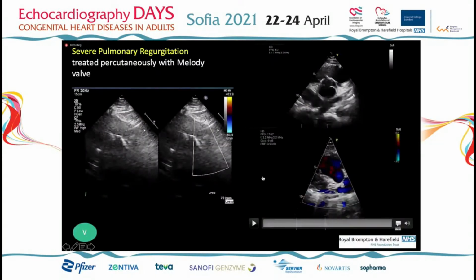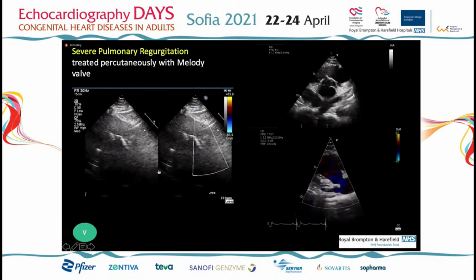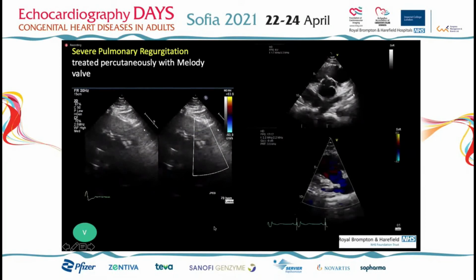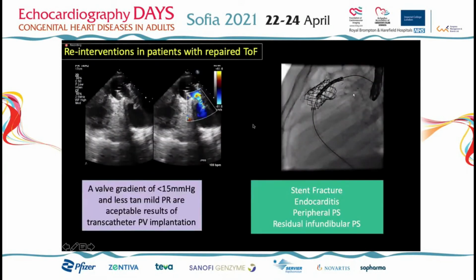This is an example of a patient who had severe pulmonary regurgitation after tetralogy of Fallot repair, who underwent a successful insertion of a Melody valve percutaneously, and you can see here there's no residual obstruction and no residual regurgitation. That was a very good result in our center. And we say basically that it would be a good result if we see at most mild regurgitation, or if the gradient across the valve is less than 15. That would be the optimal result for a Melody valve.